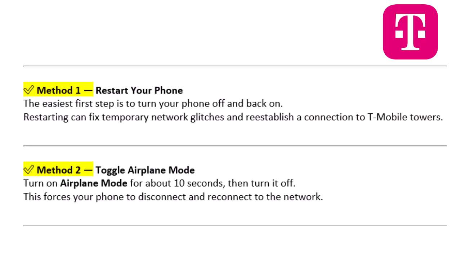Method 2, toggle airplane mode. Turn on airplane mode for about 10 seconds, then turn it off. This forces your phone to disconnect and reconnect to the network. Sometimes this quick trick alone restores signal without any other changes.